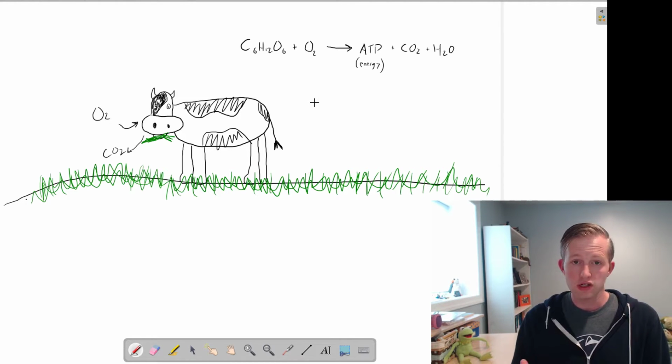So there's respiration. It's the process of taking in food, like glucose, and oxygen, and then using those two things in order to release a more usable version of energy, which is ATP, along with the byproducts of CO2 and H2O.